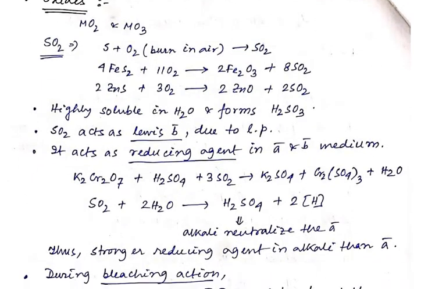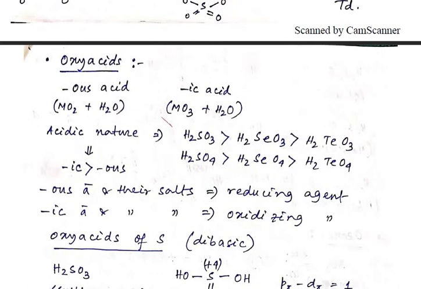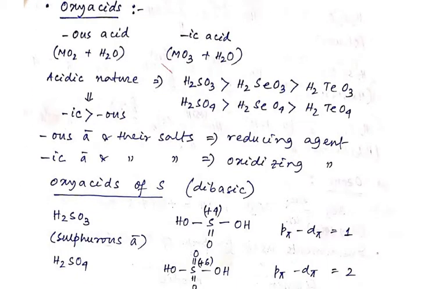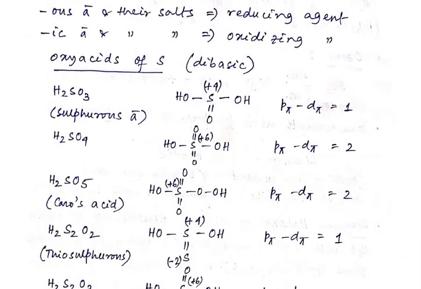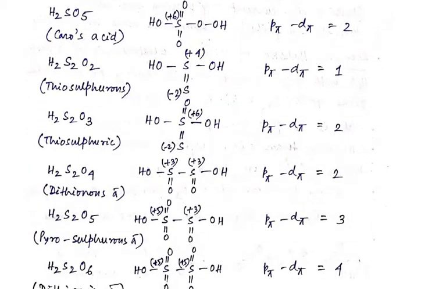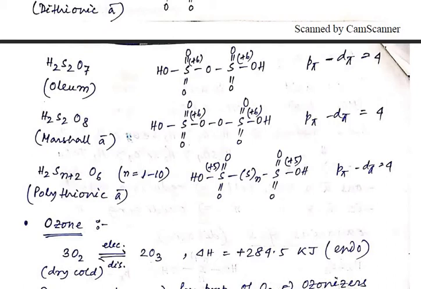Next, in case of the oxides of the group 16 elements, the main oxides are SO2, sulfur dioxide, and sulfur trioxide; these two are very important. Next, another important thing, the oxyacids, we have already discussed. We saw that the oxyacids of sulfur are very important, and we drew the structures of the oxyacids of sulfur, like sulfurous acid, peroxomonosulfuric acid, Marshall's acid, Caro's acid, H2S2O5, H2S2O6, oleum, polythionic acid, like that.